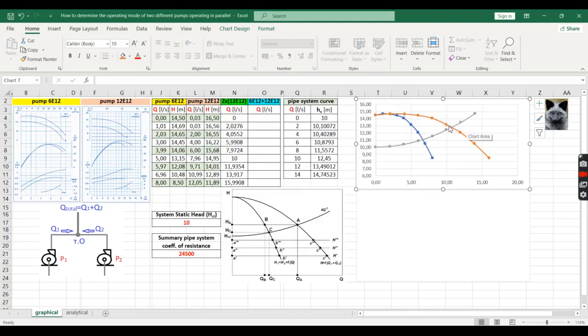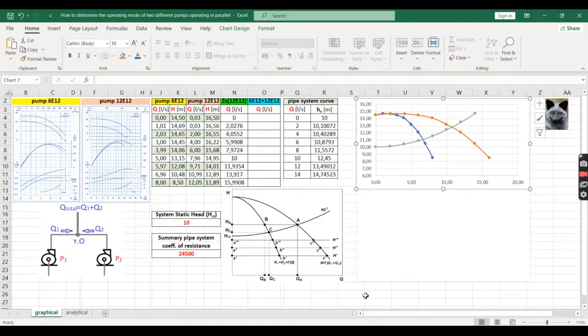So here are the two intersect points. This one concerning the parallel operation of the two pumps, and this one concerning the individual operation of one pump. After the completion of the graphic part, it comes the turn for analytical determination of the operating parameters.